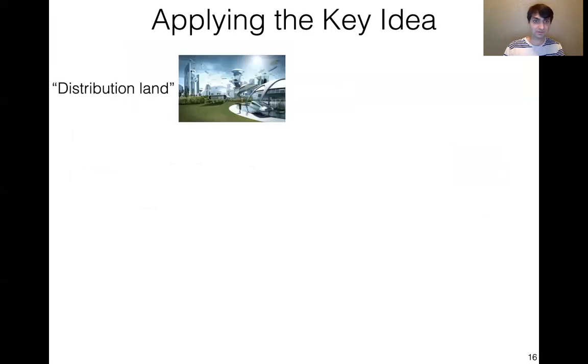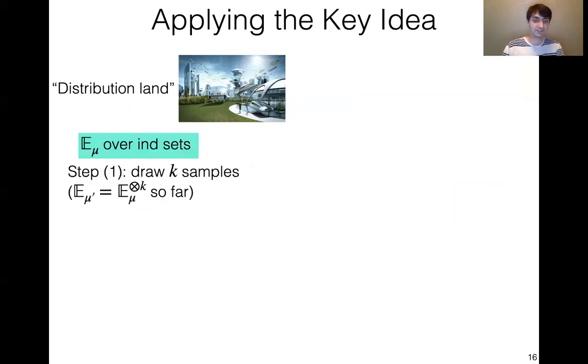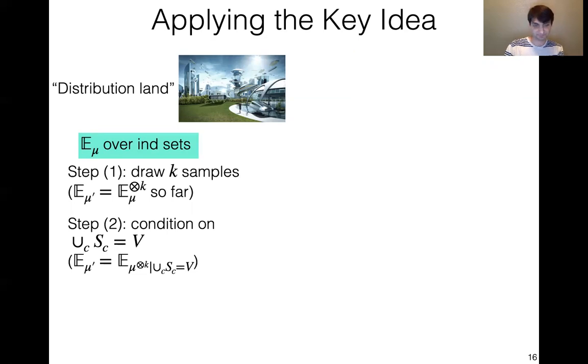So now let's apply the key idea to more or less give our lower bound. On the previous slide, we discussed what happens in distribution land, where we assume we have a distribution. And this is like the ideal case. So we start off with an expectation operator of a distribution on independent sets. Our first step is to draw k samples, which means the expectation of the k-sample distribution is just the k-fold tensor of the original expectation. And then we condition on this event. And this gives us our distribution over colorings.